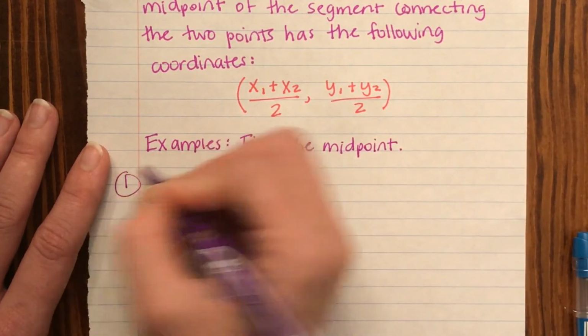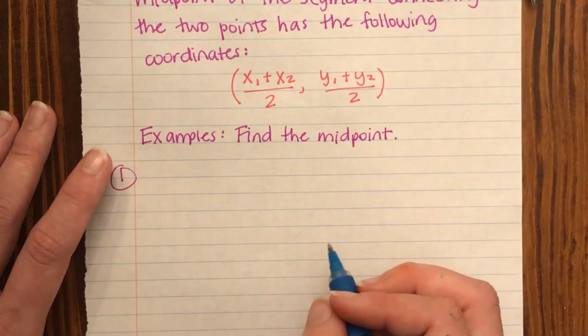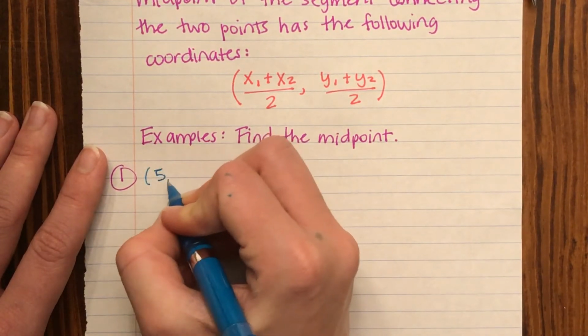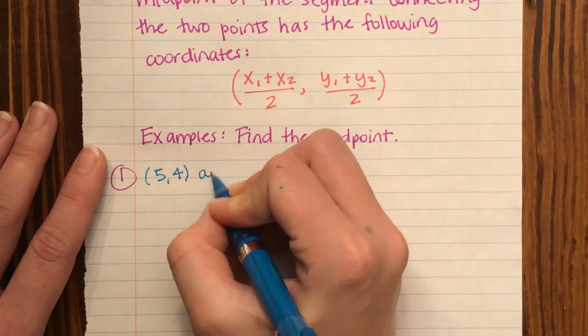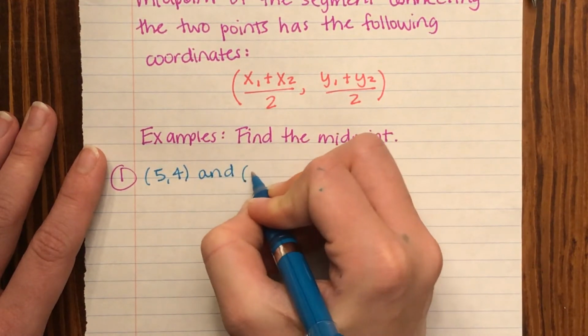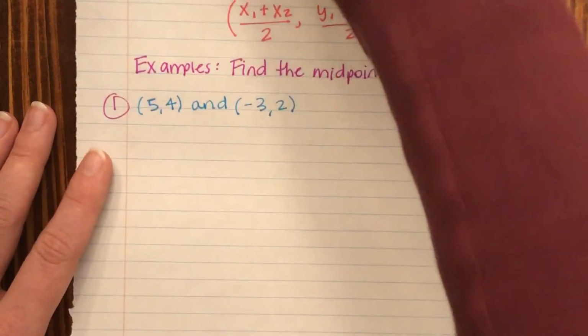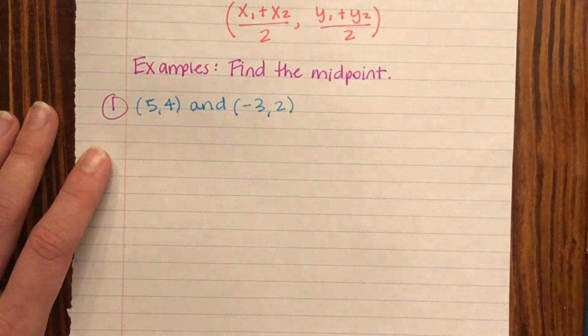Okay, example 1. Find the midpoint of (5, 4) and (-3, 2). All right, very simple. My midpoint is the average of the 2 points.